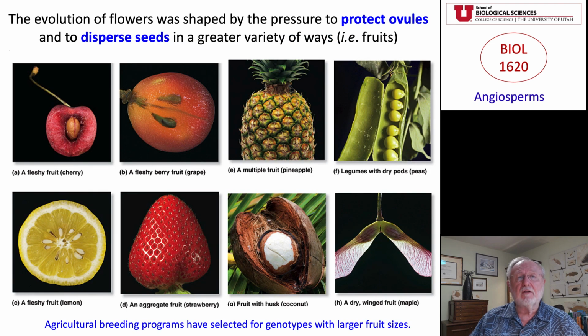Through modern agriculture, we've taken advantage of breeding programs, and we have enlarged the size of the fruits that plants had initially evolved for dispersal. We see this in cherries, in oranges, in strawberries, and other fruits.